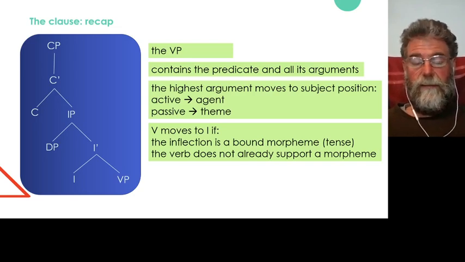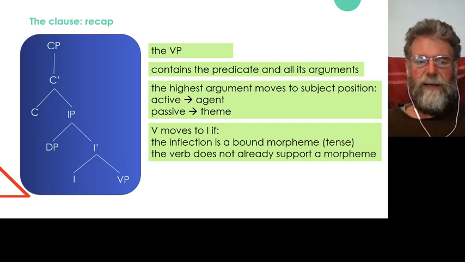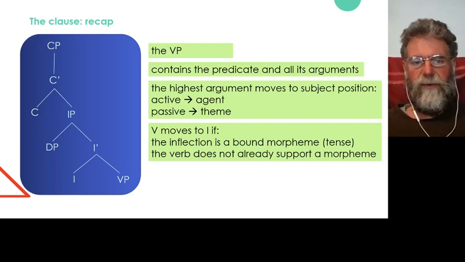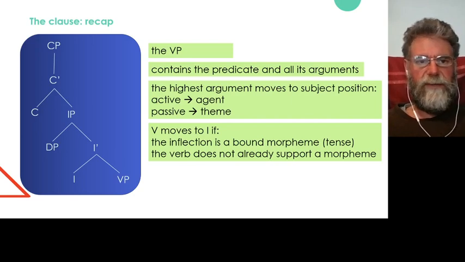The other thing must be that the verb itself doesn't already carry another morpheme, like the ones we were looking at last week, things like the ing and the n morpheme of the progressive and the perfect and passive. If the verb already supports one of those morphemes, it can't move any higher, and it stays put where it is. And in that case, as we saw last week, we have to insert something else into the inflection position, an auxiliary verb or something like that.